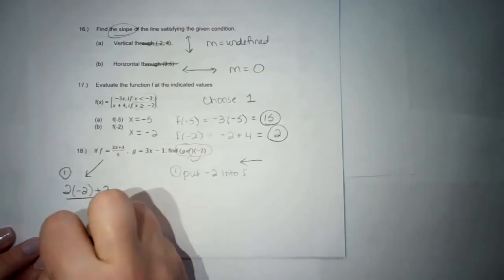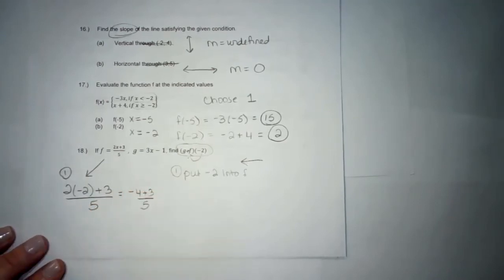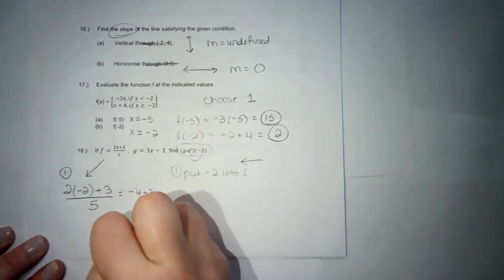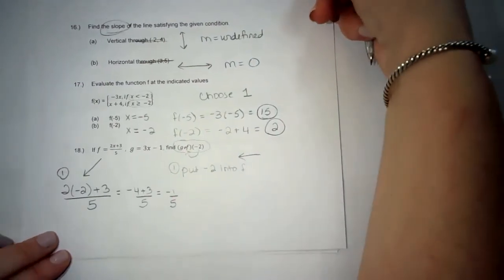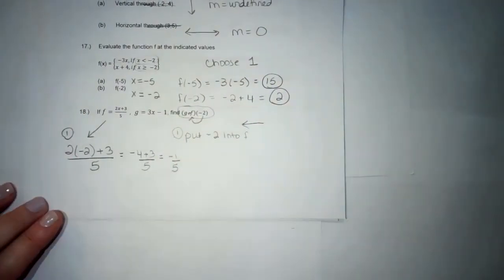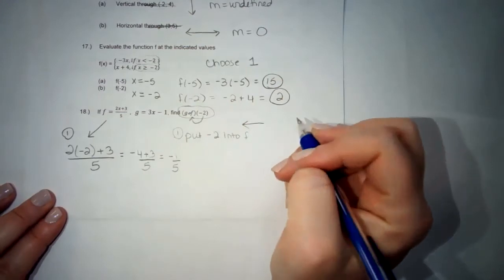This is my first step. This gives me negative 4 plus 3 over 5. This is going to be negative 1 over 5. Now I know that is a gross answer, kind of gross-ish. But yours is going to be a nice little whole number on the test. You won't have a fraction. Yours will be a nice little 2 or something. That was my first step.